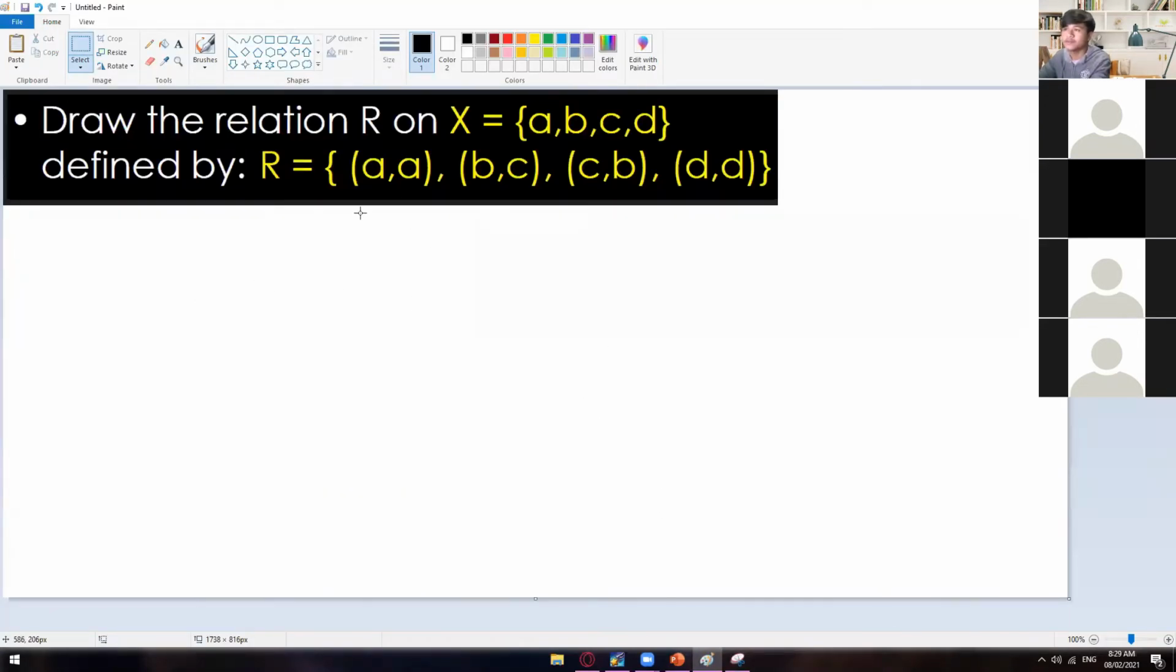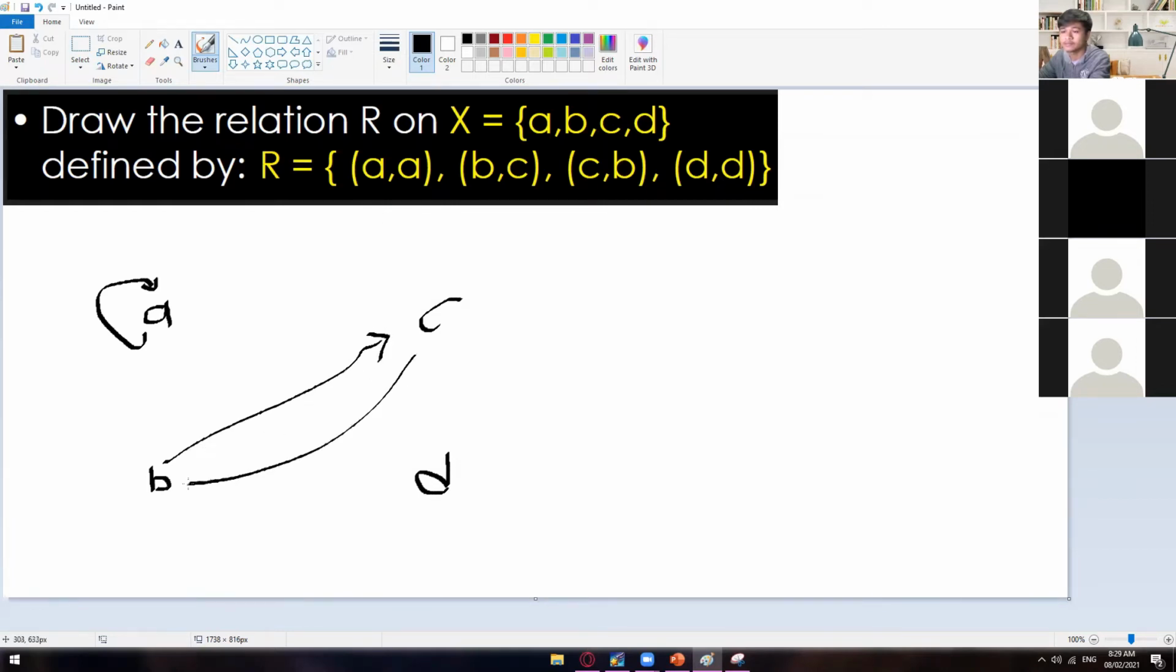All right, so from here we have elements A, B, C, and then D. And then we have these relations. We have AA, then we have BC, then we have CB, then we have DB. Okay, so this is now the digraph representation of this relation. All right, so very simple.